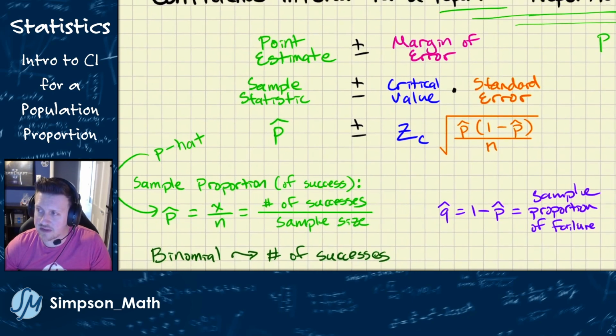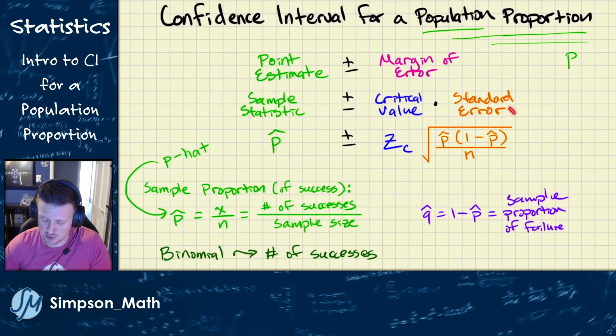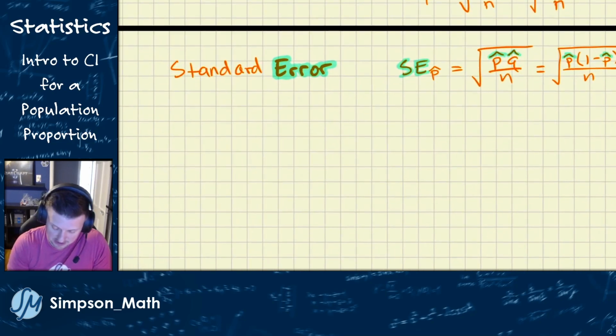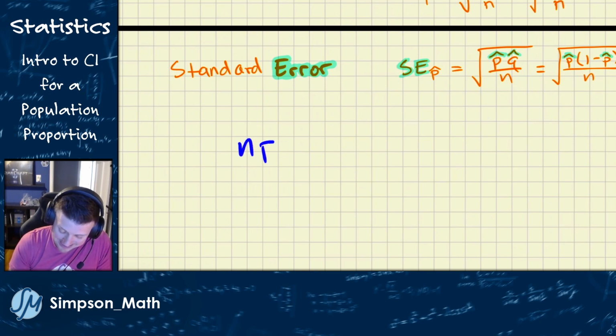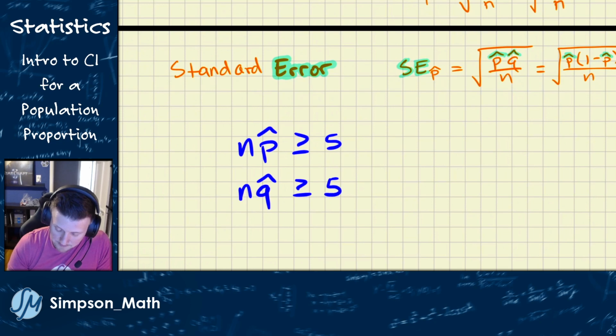There is a little bit of a condition behind us being able to use this. I forgot to write it down ahead of time, but it is that both np hat and nq hat have to be greater than or equal to 5. This is what our Larson textbook says.